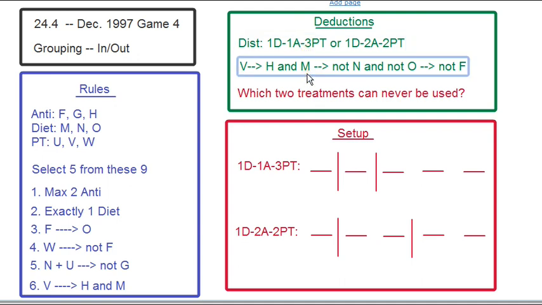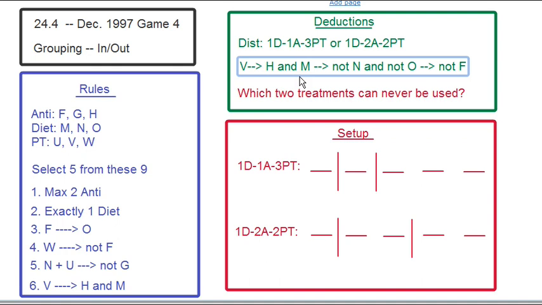There is one deduction before we get to thinking about the rules and the distribution, how they interact. One rule that looks promising is this rule, which says if you have V, then you have H and M, because of the fact that you can only have one dietary regimen.